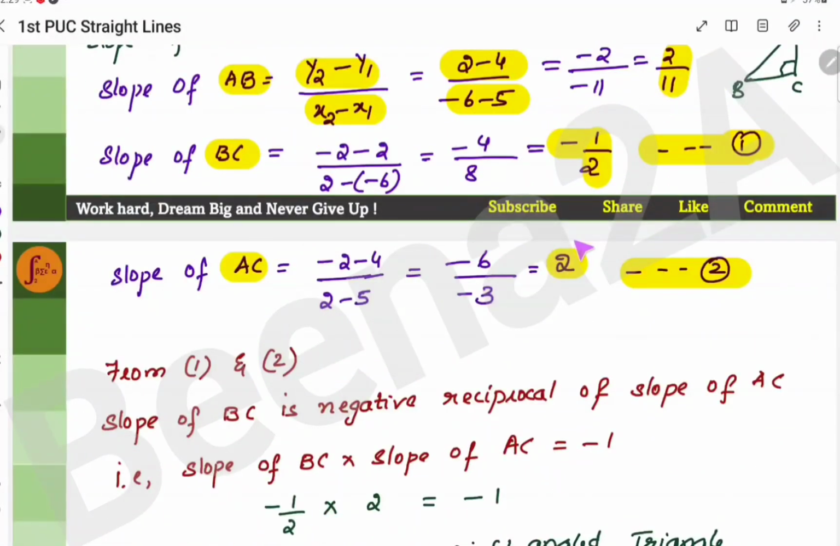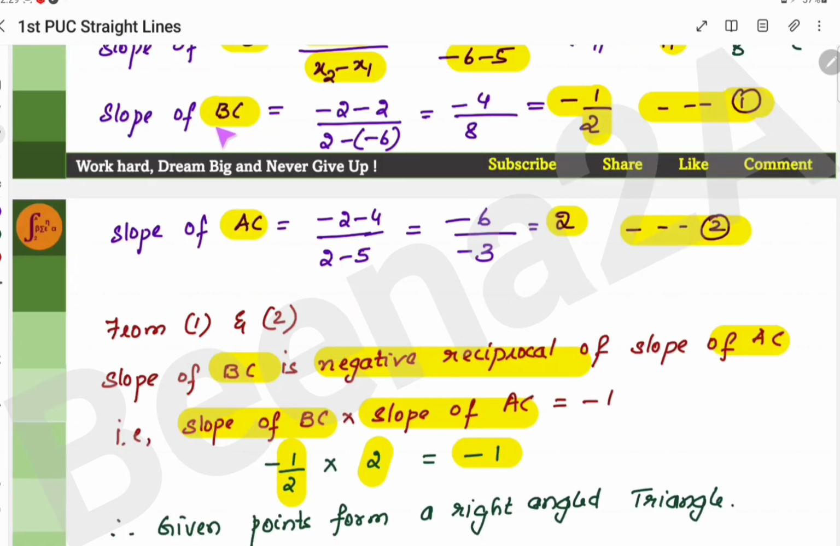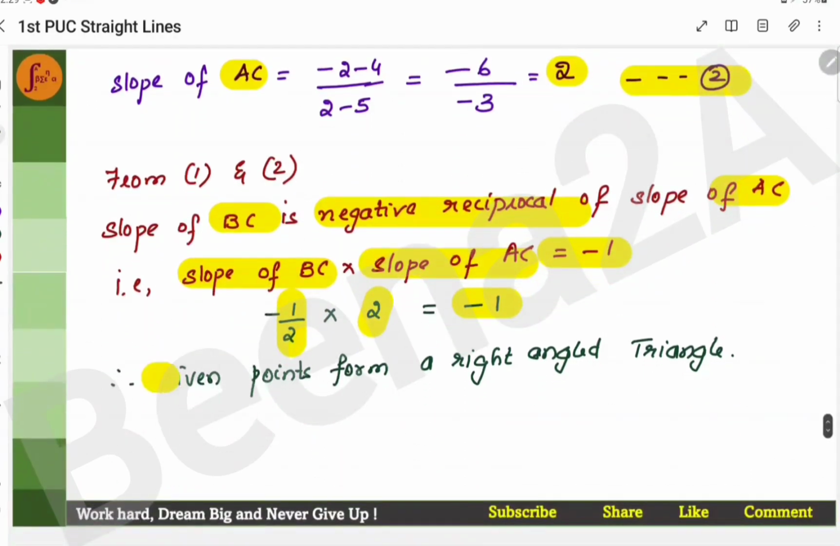For any two lines, you should get slopes such that when you multiply them, for example, -1/2 with 2, you'll get -1, which means they are perpendicular. Slope of BC into slope of AC, when you multiply, you'll get -1. -1/2 into 2 is -1. Therefore, we can say that the given points form a right angle triangle.